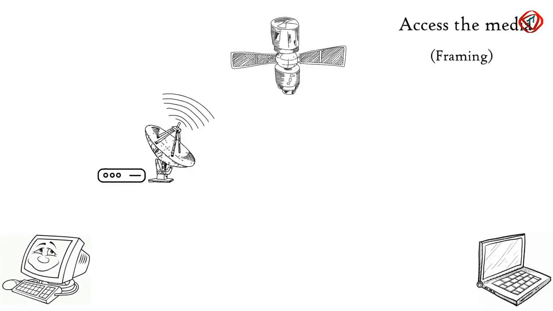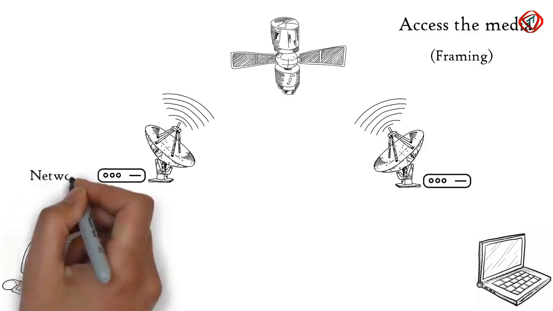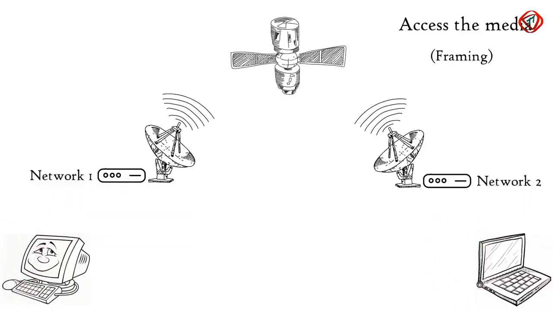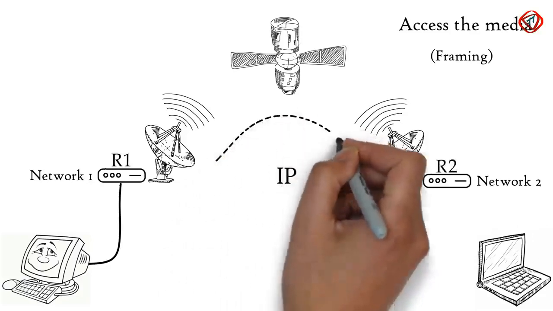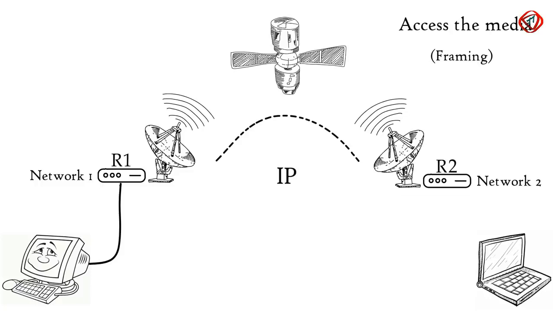Consider two distant hosts, a laptop and a desktop, communicating with each other. As laptop and desktop are connected to different networks, they will be using network layer protocols, IP for example, to communicate with each other. In this example, desktop is connected to router R1 via an Ethernet cable. Router R1 and R2 are connected via a satellite link, and laptop is connected to router R2 via a wireless link. Now, desktop wants to send some data to laptop.